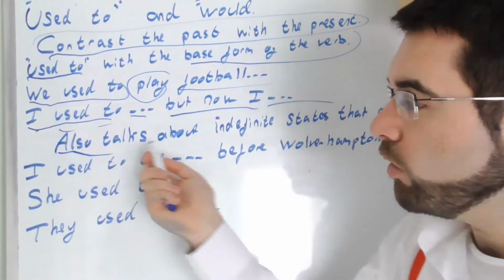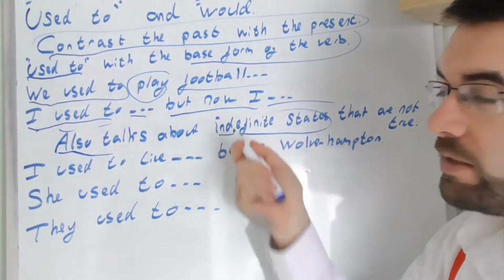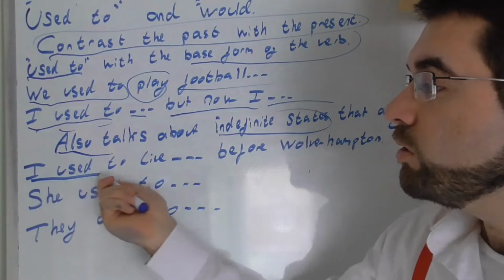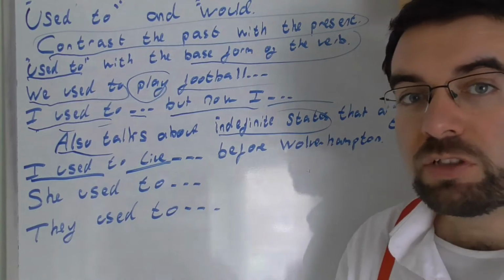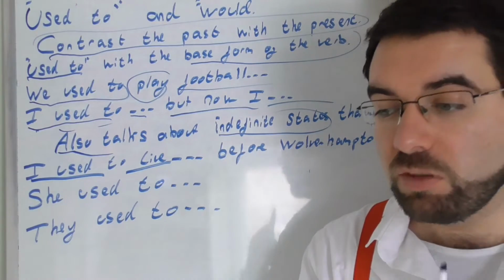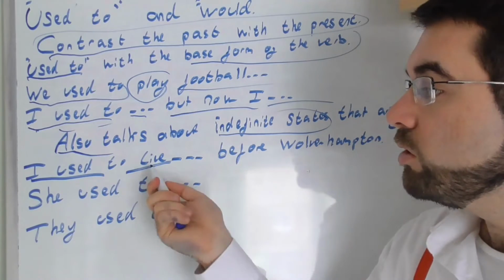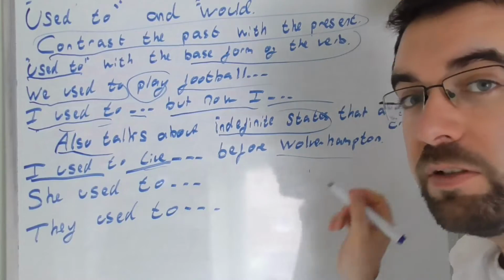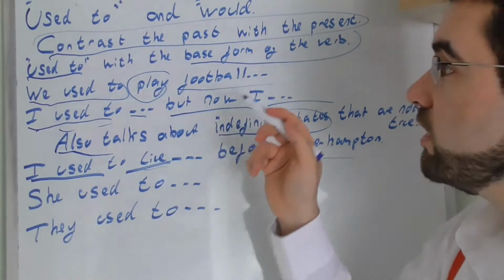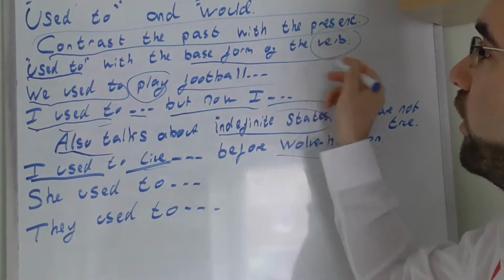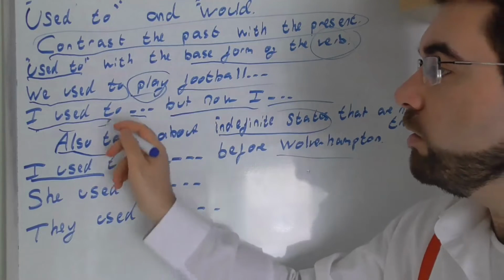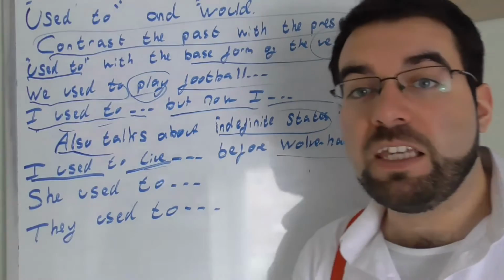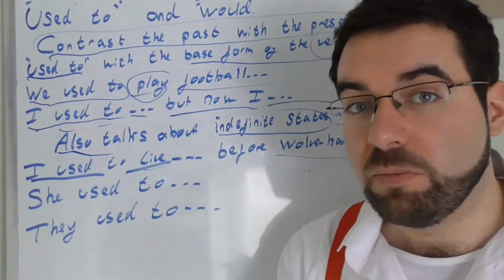But also we can use it to talk about an indefinite state in the past that's no longer true. Not just an action, but used to do something or used to be something. I used to live in the East Midlands before Wolverhampton. So not only can we use it with a verb, I used to play, used to dance, used to cycle, but also with verbs of state as well.